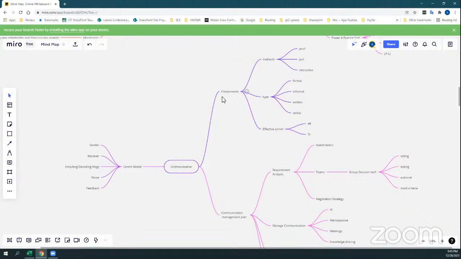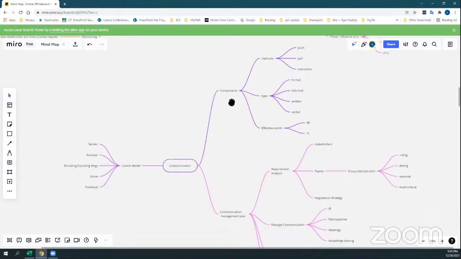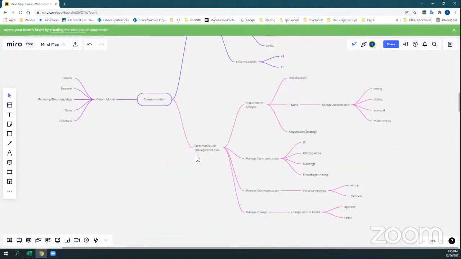In the components, we have effective communication, which basically covers the 4 rights (4R) and 7 Cs when we are communicating with the stakeholders for engagement. Then we have the communication management plan, and while developing this, we do the requirement analysis. We identify the stakeholders, we identify them as a team. We have the negotiation strategy for the teams. We go for group decisions on the techniques that we are going to define to handle the teams.